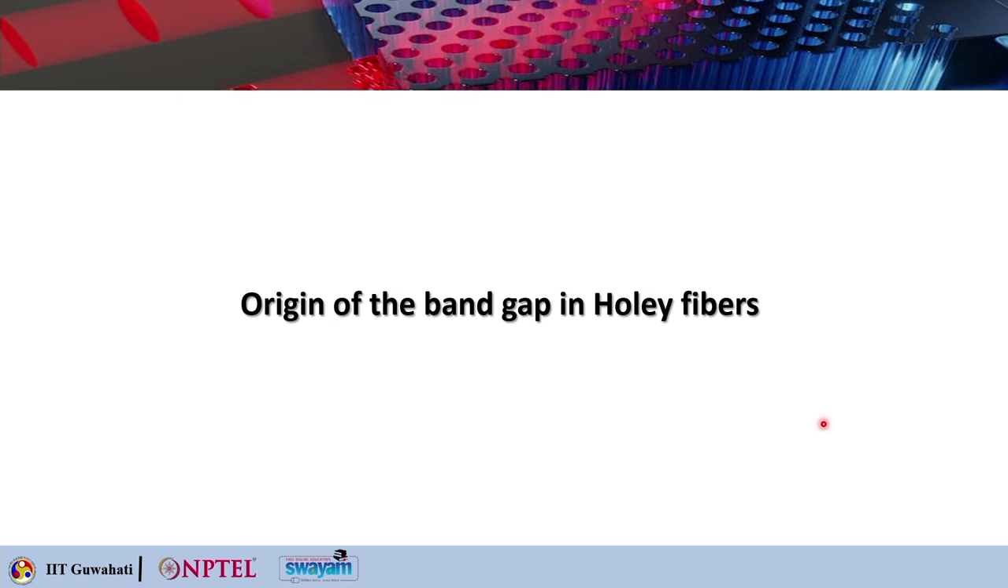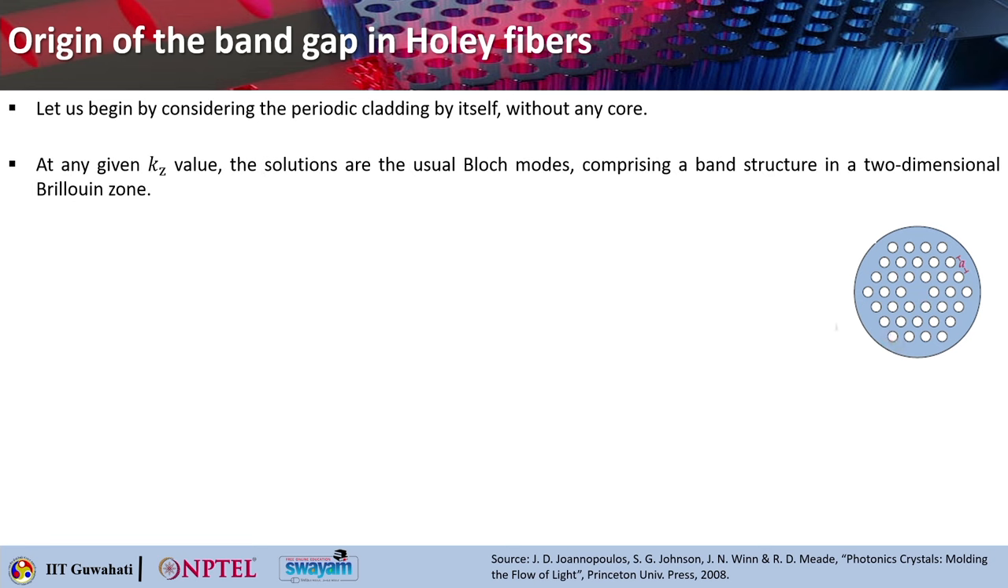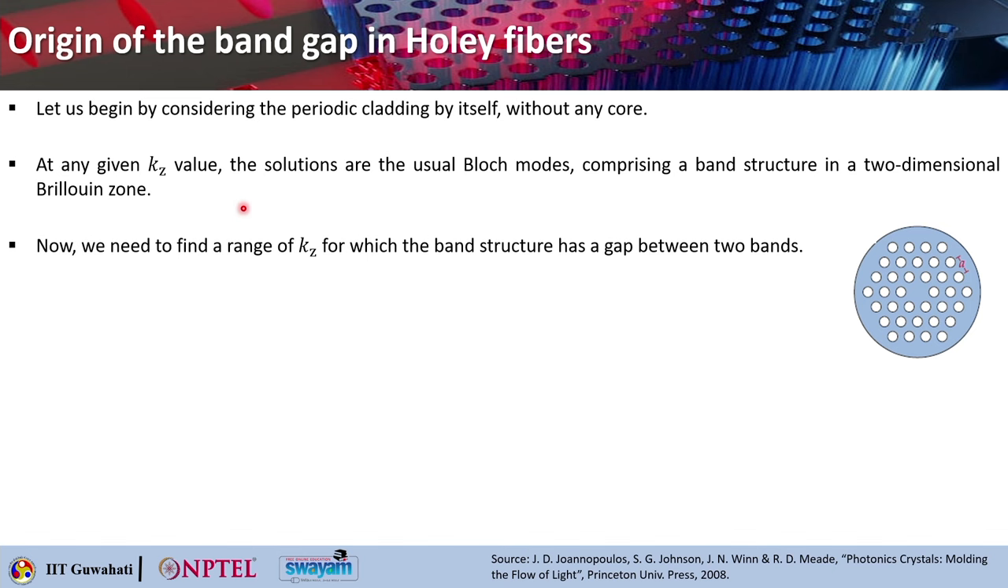To understand that, let us look into the origin of the band gap in Holey fibers. Let us begin by considering the periodic cladding by itself without any core. You do not have a core, you just consider a completely filled periodic cladding. You can also think of a uniform air hole at the center to just think of the cladding. At any value of kz, the solutions are the usual Bloch modes comprising a band structure in a two dimensional Brillouin zone. Now, what is important here? We need to find the range of kz for which the band structure gives us a band gap, that is, a gap between two bands.